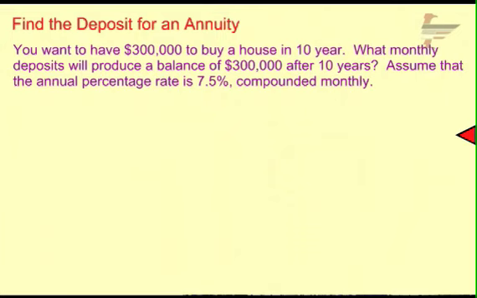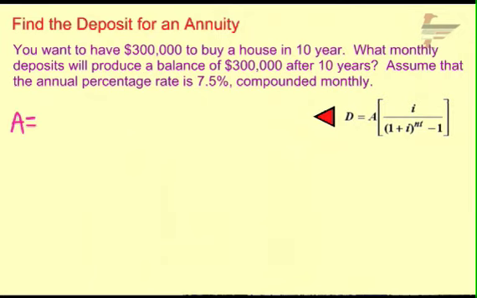We're given an annual percentage rate and we're compounding monthly. So which formula are we going to use? We have this nice formula where the annuity formula has been solved for D, the deposits. That's what we're looking for. So we can just take this and figure out what each of the values stand for.